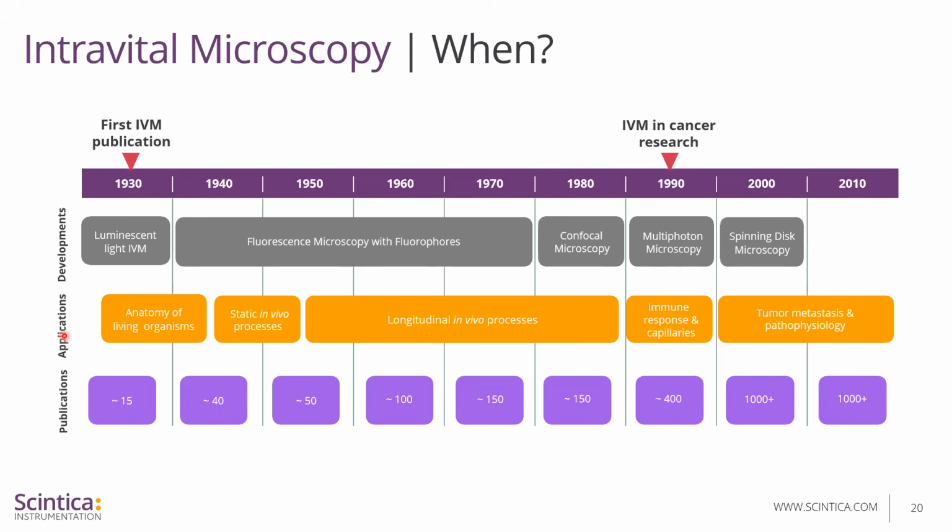Before that, applications also ranged from looking at the anatomy of living organisms to performing static in vivo process imaging and longitudinal in vivo process imaging. And then more recently, studying the immune response in capillaries, and of course, tumor metastasis and pathophysiology, as well as treatment response. As you can see, over this time period, the number of applications using intravital microscopy has grown exponentially.